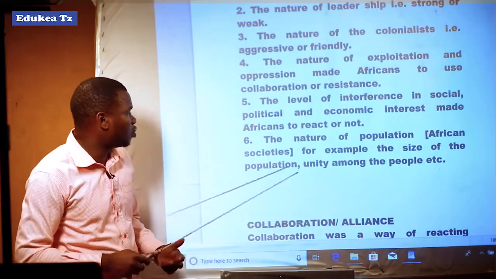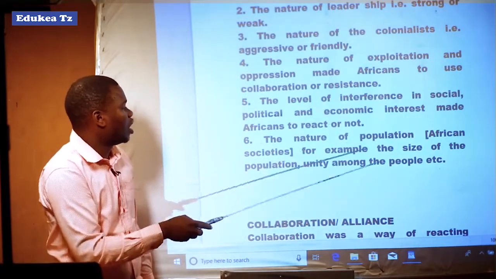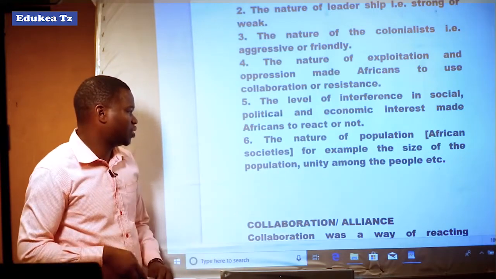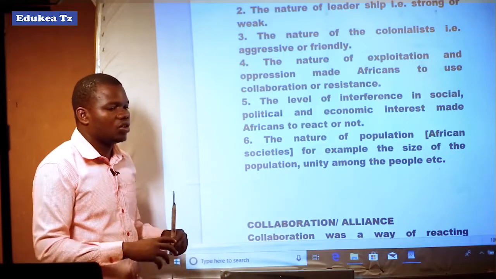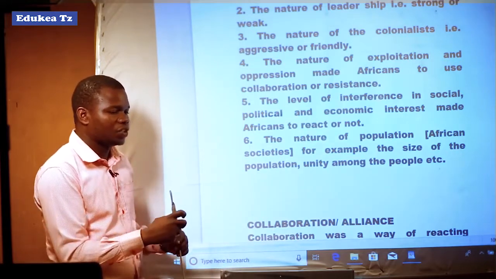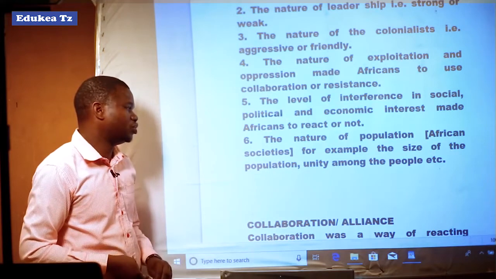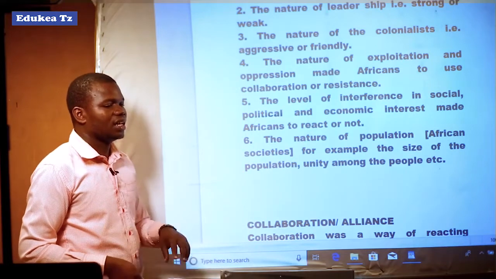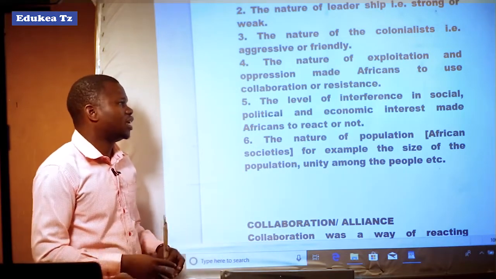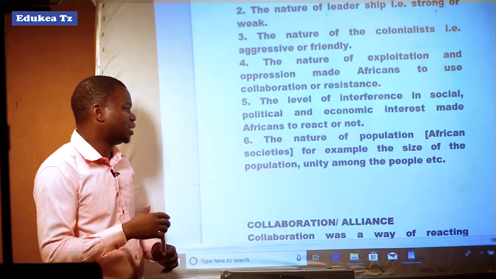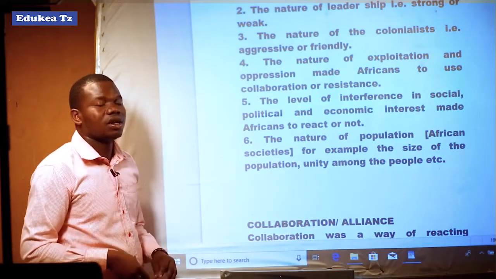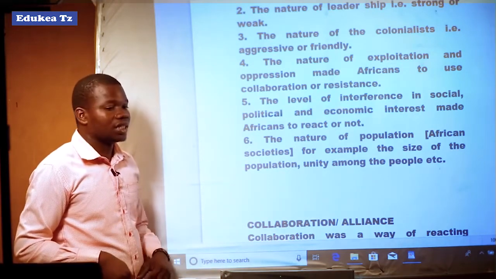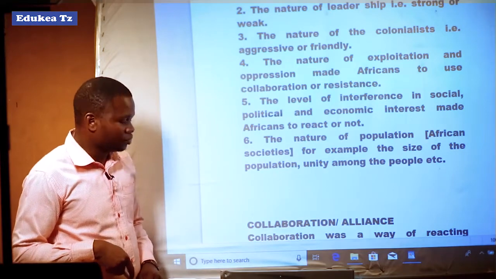And the other was the nature of population of African societies, for example, the size of the population, unity among the people, and so forth. For example, those societies or colonies which were much united found it easier to make resistance. For example, during the Maji resistance, the southern Tanganyika societies, because they were much united, decided to wage war. That was the Maji War from 1905 to 1907 against the German rule.